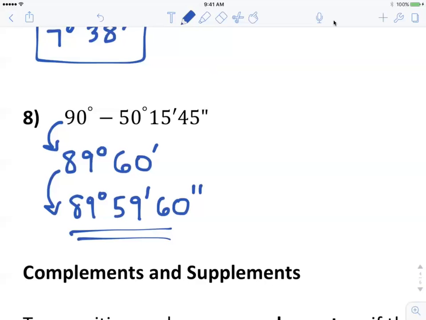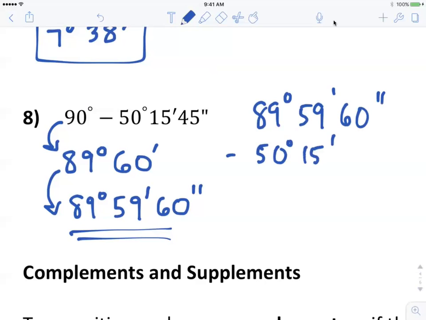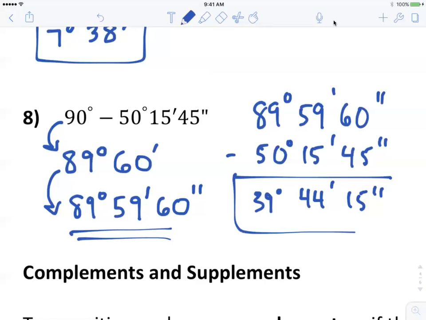And what this allows me to do is do the subtraction, right? So now I can stack them. Put that one first. And then what I'm subtracting below. Now this is straightforward. 60 minus 45 is 15. 59 minus 15 looks like 44, right? And then 89 minus 50, 39. Final answer. Okay. So that looks pretty good.